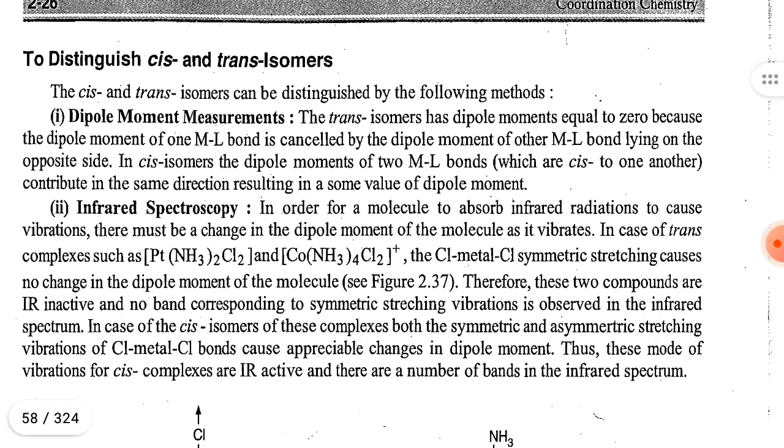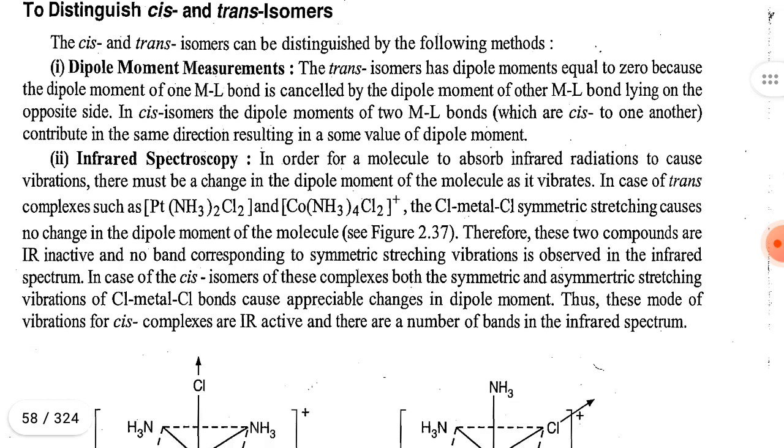Then the cis form, which is also in the form of facial, and the trans form, which is in the form of meridional. That is the difference between facial and meridional. So how can we identify cis and trans forms with the help of some instruments? There are some methods.